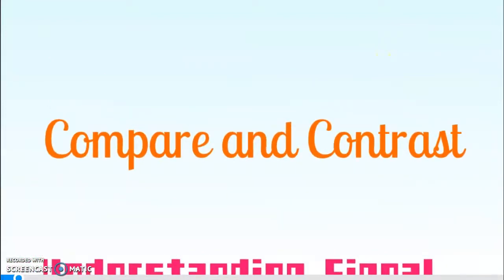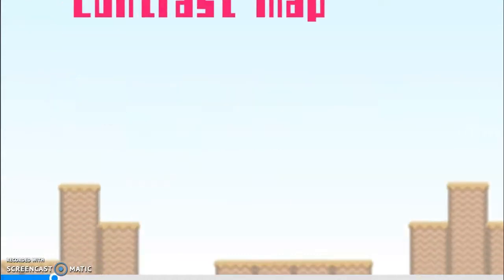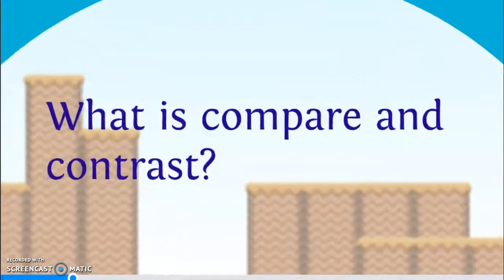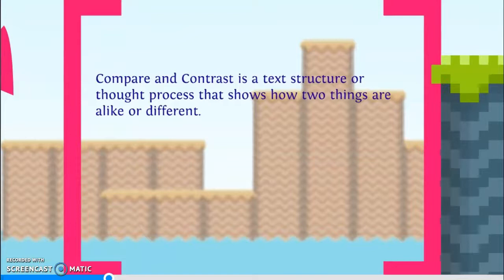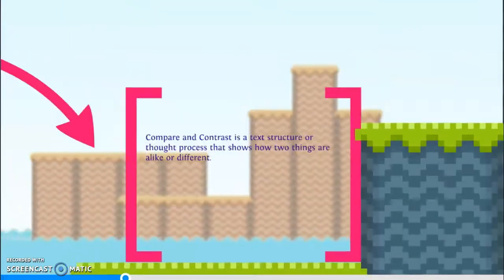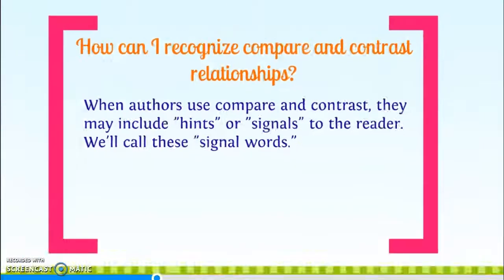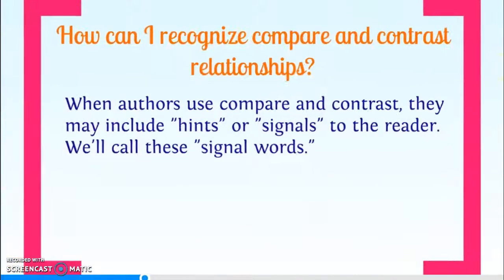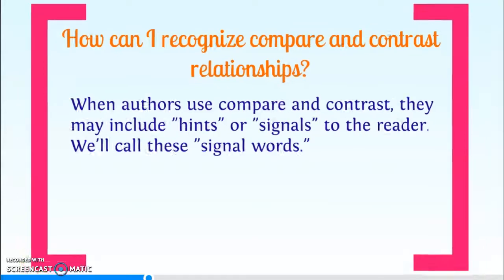Compare and contrast. Understanding signal words and the compare-contrast map. What is compare and contrast? Compare and contrast is a text structure or thought process that shows how two things are alike or different. How can I recognize compare and contrast relationships? When authors use compare and contrast, they may include hints or signals to the reader. We'll call these signal words.